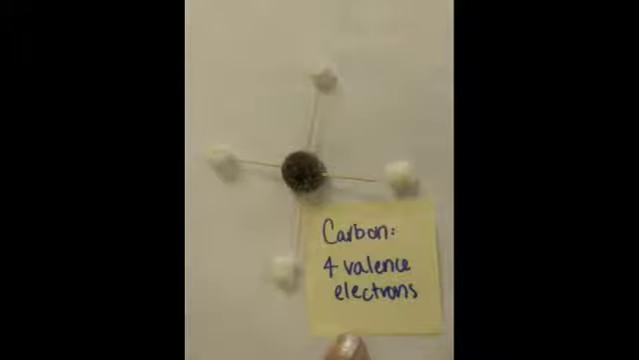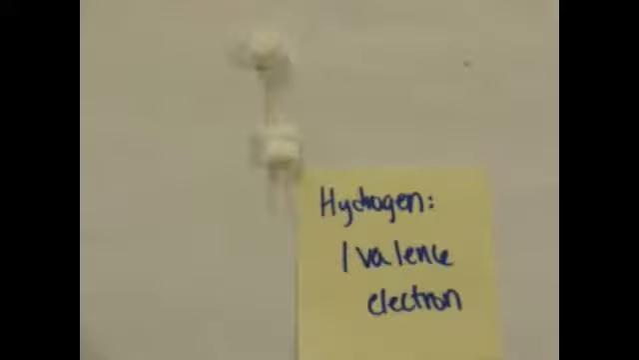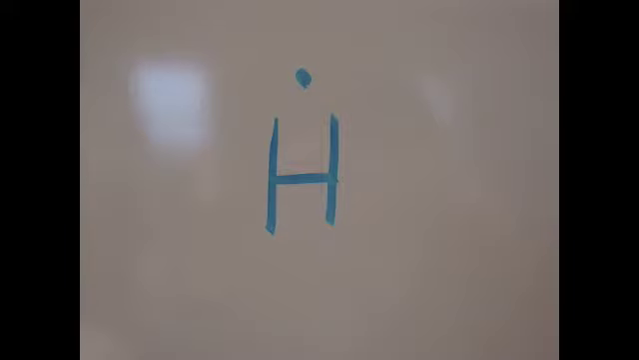There were 6 different elements used during this lab. The first was carbon, which has 4 valence electrons. Another was hydrogen, which has only 1 valence electron. And the last was oxygen, which has 6 valence electrons.